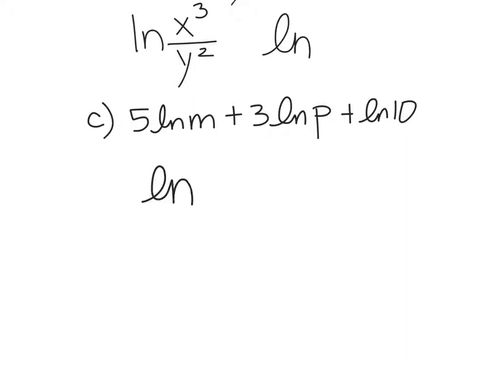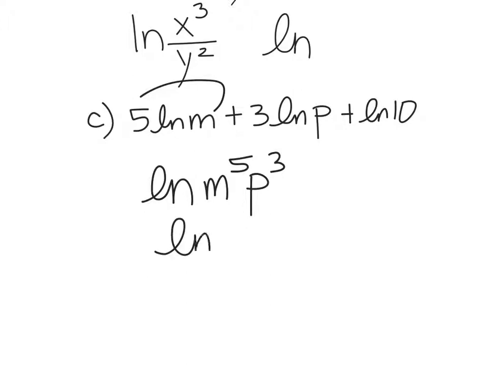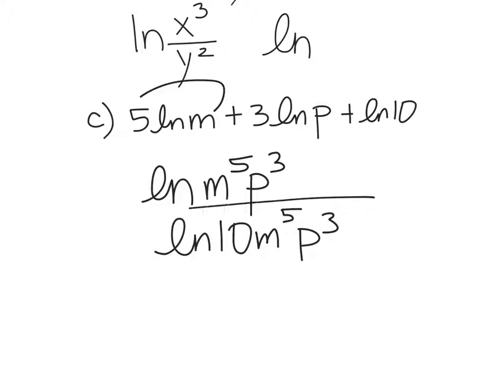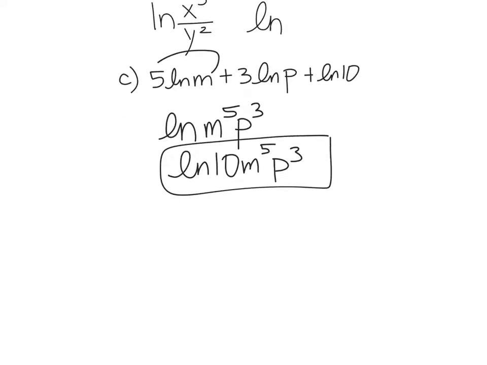All right, here we go. One natural log. You write one and you don't write a whole bunch of them, okay? This becomes m to the 5th, p to the 3rd, and then times 10. I don't like that. I like to write the 10 out front. It doesn't matter. I would write it like that. You don't have to solve it. No, yeah, you're just rewriting it.